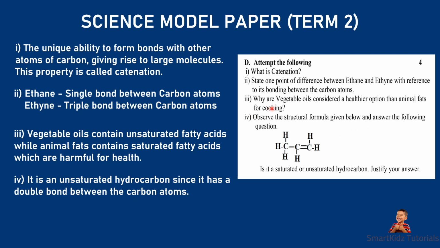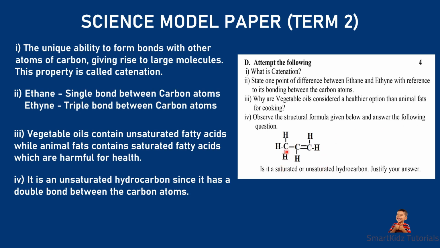Next question, why are vegetable oils considered a healthier option than animal fats for cooking? Because they have a higher amount of unsaturated fatty acids, which are considered healthy. On the other hand, animal fats have higher amount of saturated fatty acids, which are considered to be harmful to health. Fourth question, observe the structural formula given below and answer the following question.